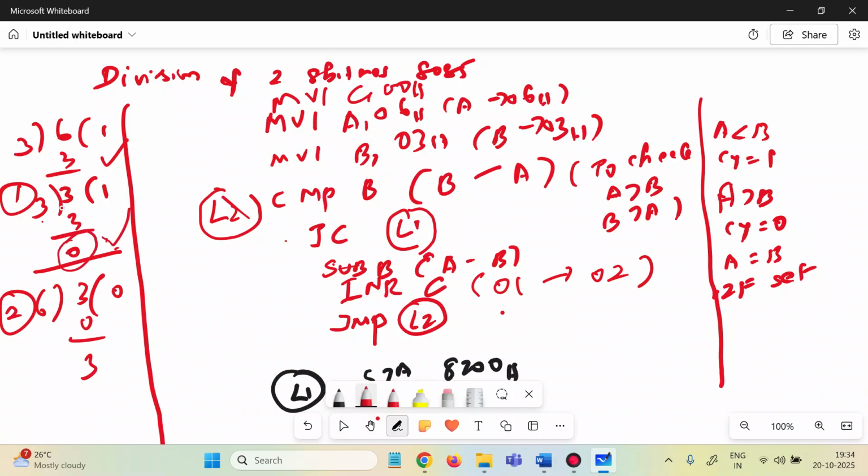This is your remainder. This is your divisor. So this cannot be compared. So it will skip all the steps. No need to check for carry. No need to subtract. No need to go for quotient. Jump L2. It will go directly for the result. So now the accumulator content is stored in the accumulator.